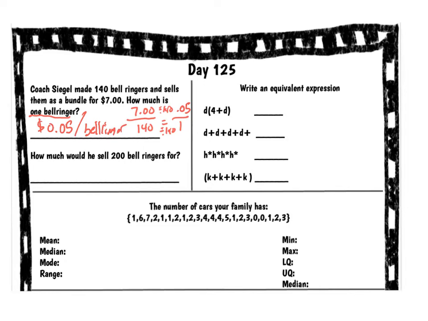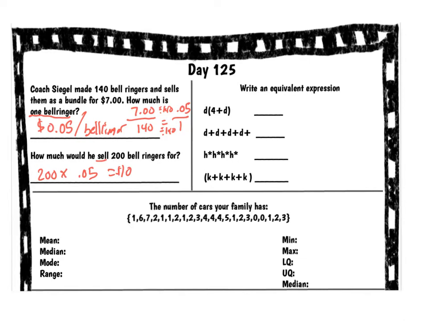How much money would he make if he sold 200 Bellringers? Wow, that was really bad English. Clearly, you could tell I was getting tired towards the end of the summer when I was making these. So you do 200 multiplied by 5 cents, and you get $10. So I would make $10 if I sold 200 Bellringers.